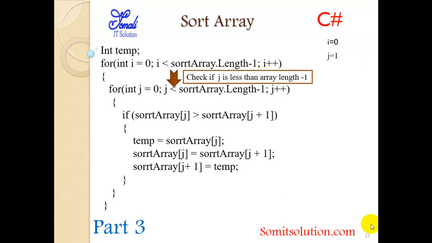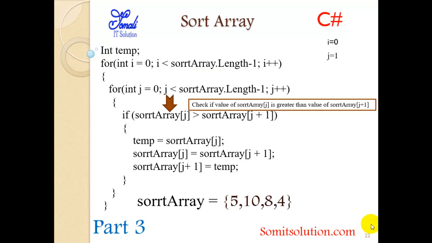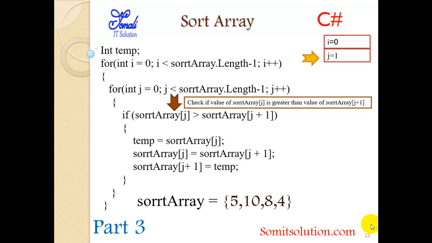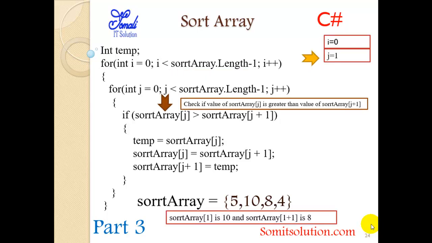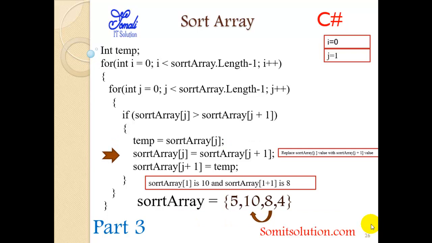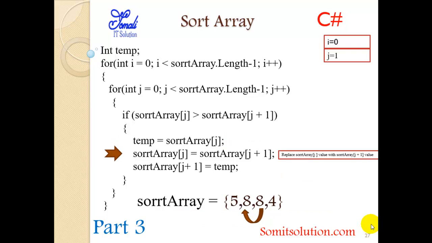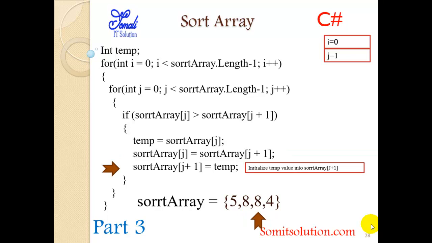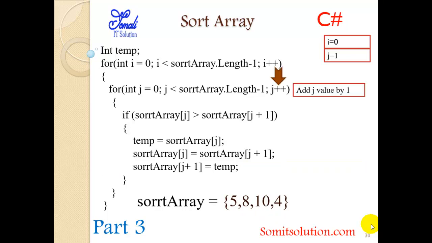Check if j value is less than array length minus 1. Our array length is 4 and 4 minus 1 is 3, so j is less than 3. Check if sort array of j is greater than sort array of j plus 1. J value is 1. Sort array of 1 is 10 and sort array of 2 is 8, so 10 is greater than 8. Let's do the next step. Initialize sort array of 1 value into temp variable. Initialize sort array of 2 value into sort array of 1. Initialize temp value into sort array of 2. Add j value by 1.